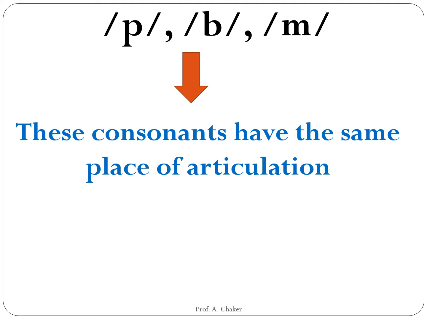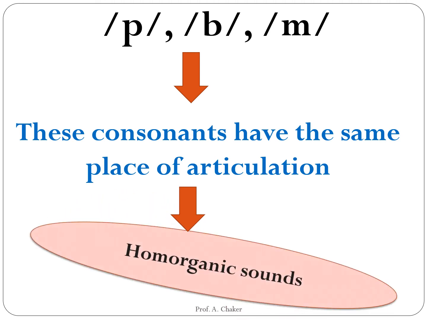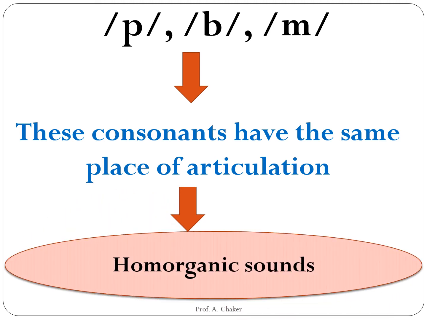So, when two sounds are produced in the same place of articulation, we call them homorganic sounds. Homorganic sounds. We can think about a number of examples. F and V are homorganic. They are both dental. T, D, S, Z, N, R, L are all homorganic. Why? Because they are produced at the level of the alveolar ridge, etc. Okay, so you can think about other examples.